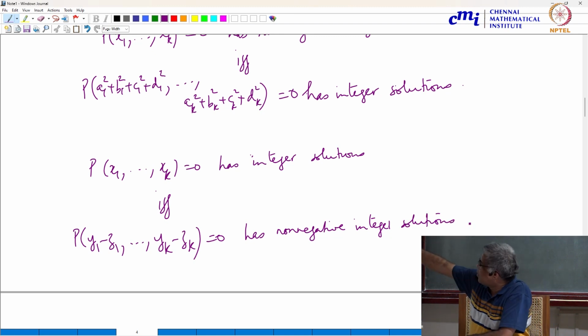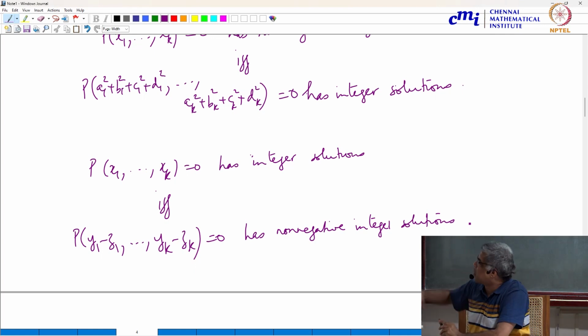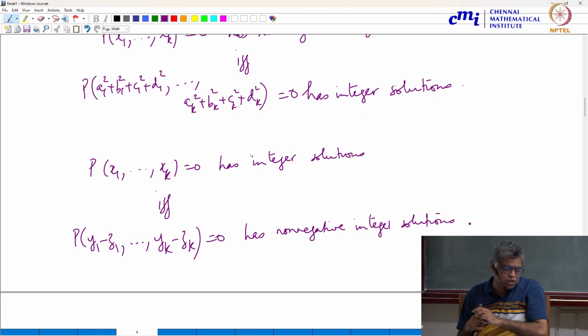Rather than being verbose, I will henceforth say in Z and in N. By N I mean 0, 1, 2, 3, etc., non-negative. Because if you want integer solutions, each variable x can be expressed as y minus z. Any arbitrary integer is the difference between two non-negative integers. So you can do this.